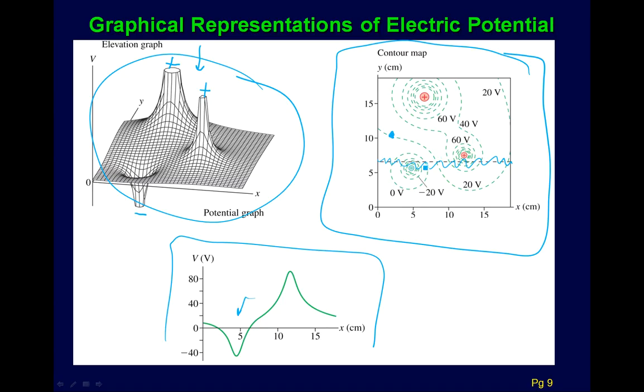It's kind of hard to know exactly what's happening, but if I look at this, the electric field has to be, as we know, perpendicular to that surface. And so it's going to be perpendicular to this equipotential line, and it's going to be pointing downhill. This is 20 volts, and so it's going to be pointing this way.